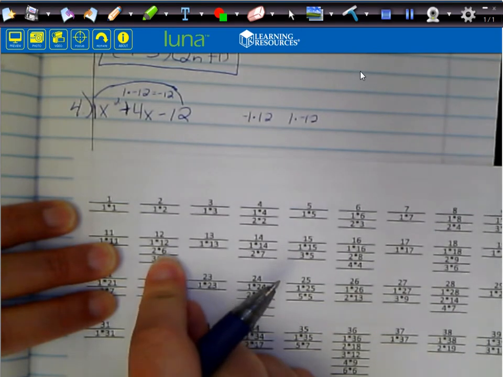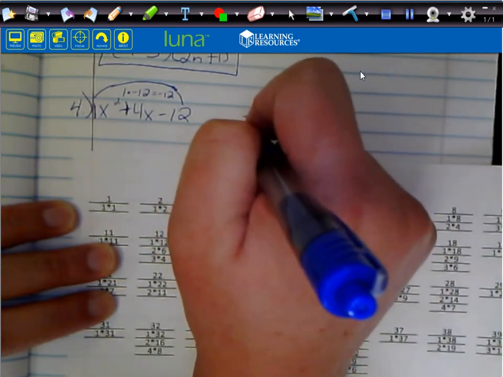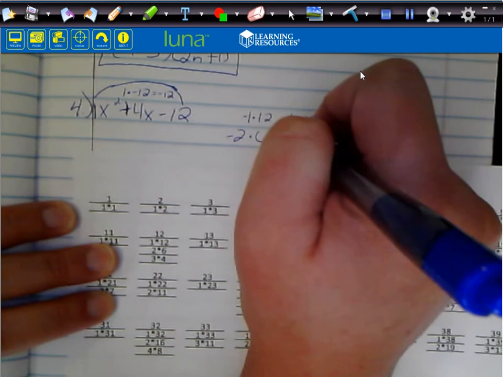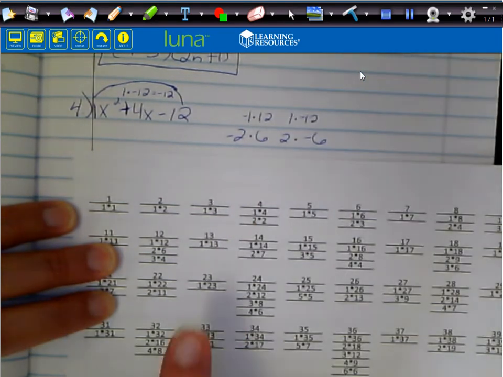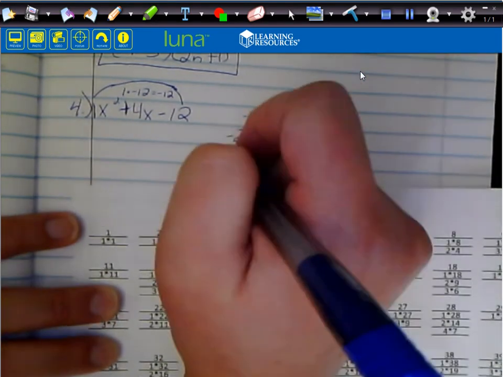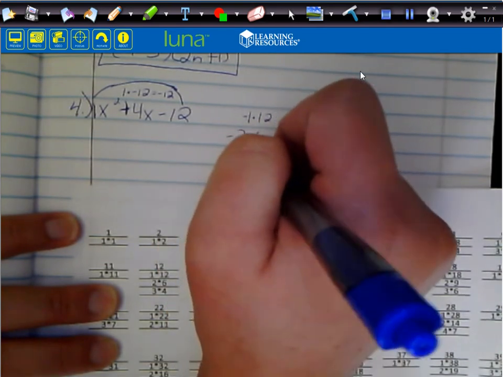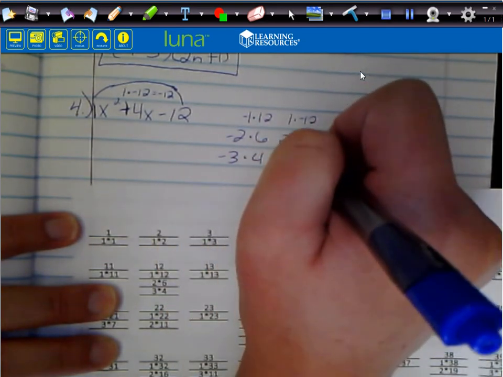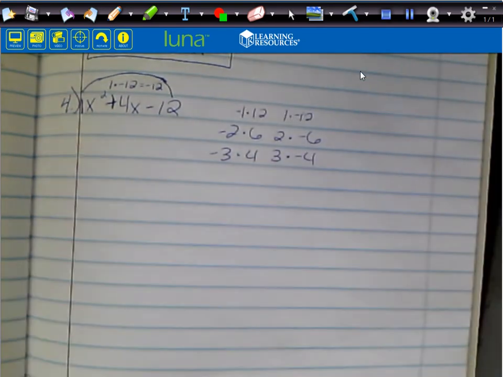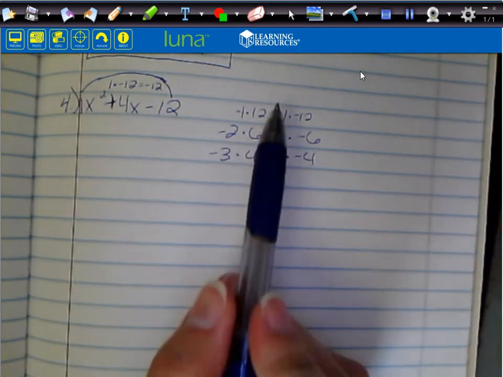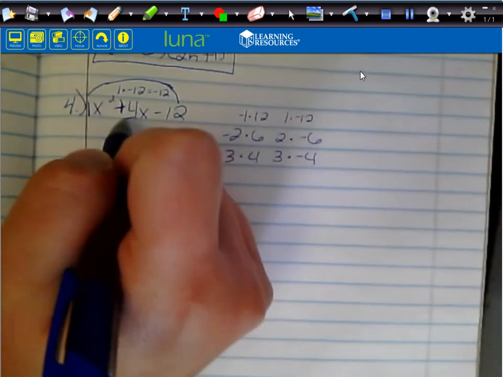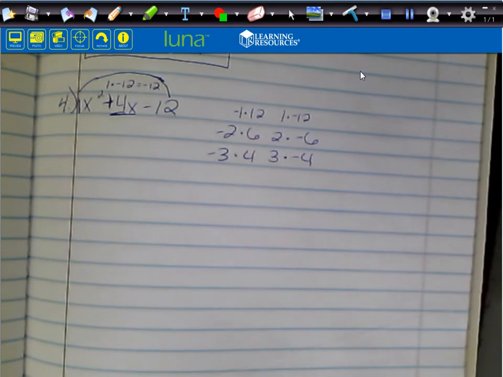Then here I have 2 and 6. So I'm going to say negative 2 and 6, and 2 and negative 6. Then I have 3 and 4. So I'm going to say negative 3 and 4, 3 and negative 4. So here are my options. I'm looking for which of these will add to that 4x there in the middle that I need.